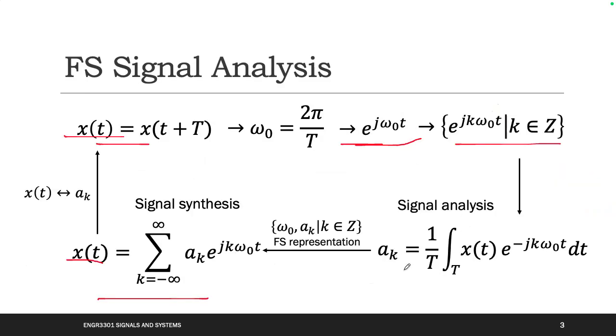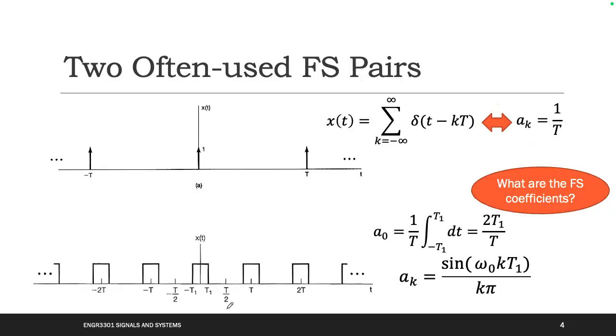When k equals 0, this part will be 0, and x(t) is just 1. Am I right? So you just integrate this part, which is just the area of this part, and divide by T. The area of this part is just 2T1 times 1. Am I right? So actually A0 is just the standard area divided by the period. What's the standard area? The area in one period here is all positive, am I right?